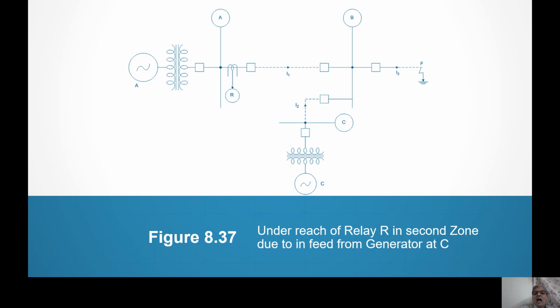It measures I1. Right? What is the voltage that is available? I1 into ZAB plus I1 plus I2 ZBF. So that I2 component is troubling me. So once again, here also there is the problem of underreaching. And such cases are very common in our power system. So distance protection is going to give trouble when such cases come.